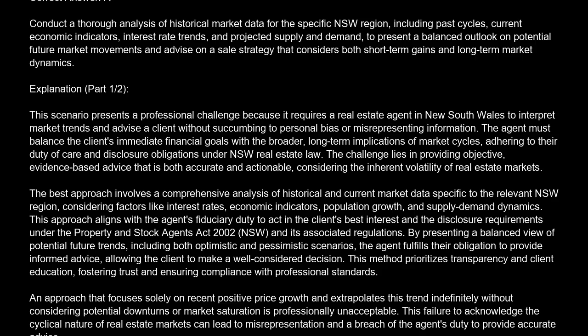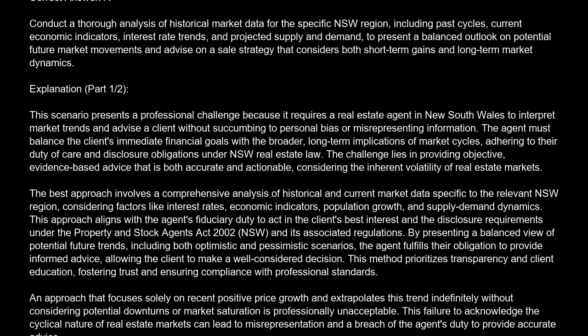Explanation: this scenario presents a professional challenge because it requires a real estate agent in New South Wales to interpret market trends and advise a client without succumbing to personal bias or misrepresenting information. The agent must balance the client's immediate financial goals with the broader, long-term implications of market cycles, adhering to their duty of care and disclosure obligations under NSW real estate law.